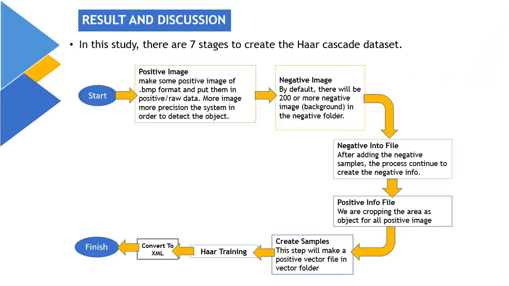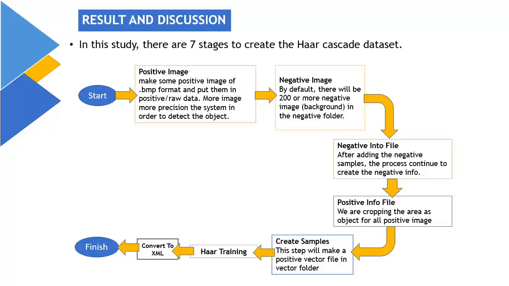In this study, there are 7 stages to create the hull cascade dataset. For the beginning, we create positive images. This step can be done by making some positive images in BMP format and putting them in the positive or raw data folder. The more images, the more precise the system is in detecting the object.